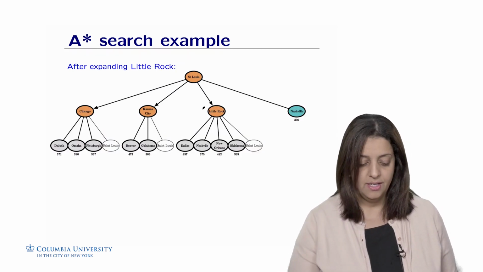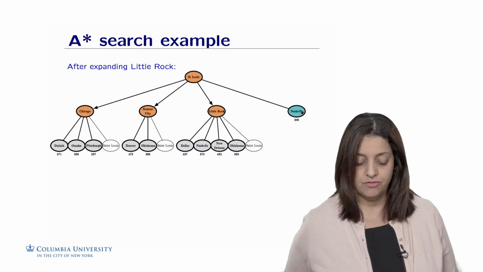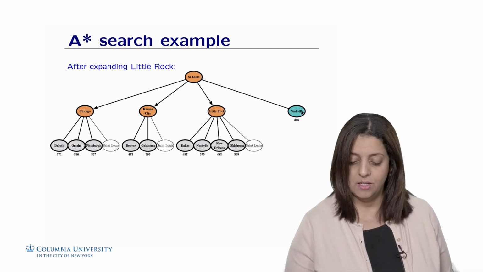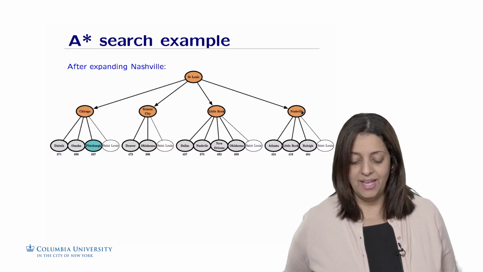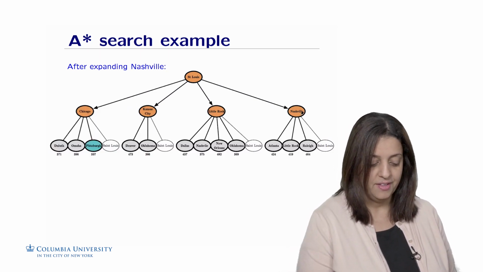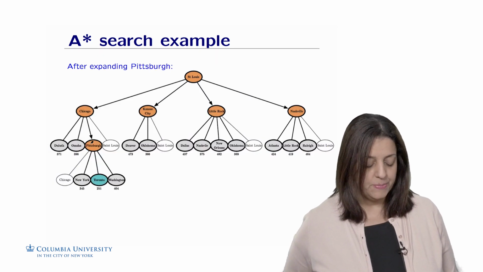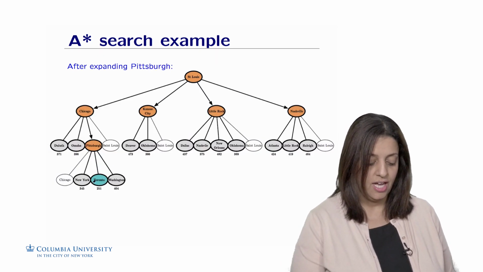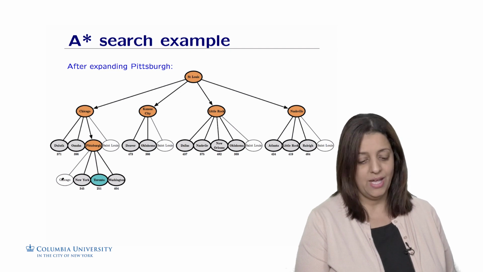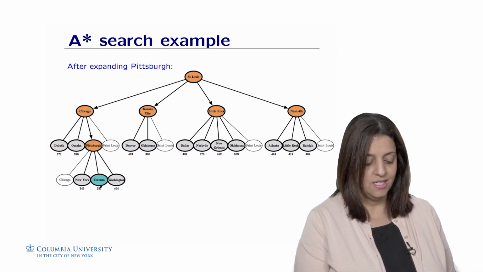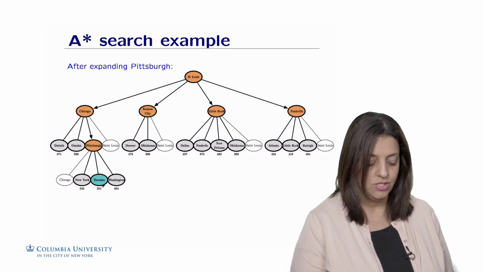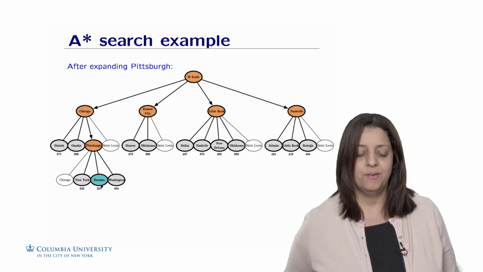Same thing, we do so all these nodes are actually in the fringe. We're going to pick Nashville that has only 306 kilometer estimated cost to the goal. We explore Nashville. Now we do the same thing. The next one would be Pittsburgh. Pittsburgh expands into New York, Chicago, Washington, and Toronto, but we're not going to add Chicago because it's already explored. The shortest distance is Toronto, which is actually at 251 kilometer estimated from the goal.